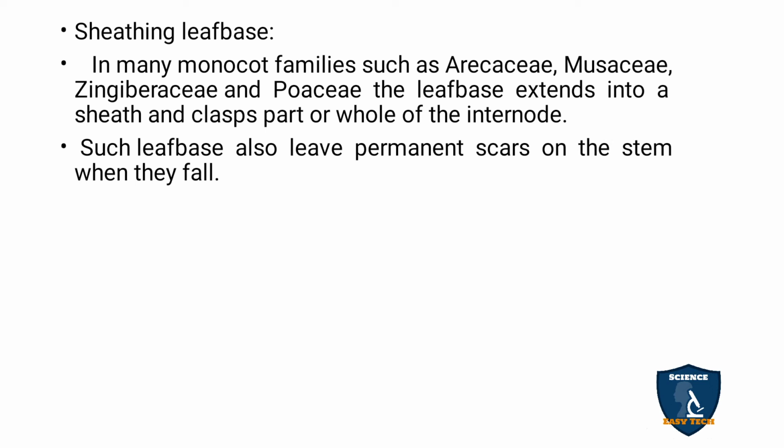So, sheathing leaf base. This is seen in the monocots and in some families such as Araceae, Musaceae, Zingiberaceae and Poaceae. The sheathy leaf bases are seen, which form a covering over the internodes. Such leaf bases are always permanent scars on the stem. So when it falls off, it forms a permanent leaf scar.